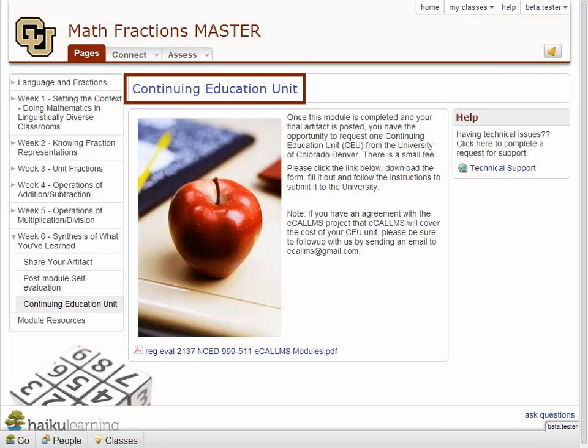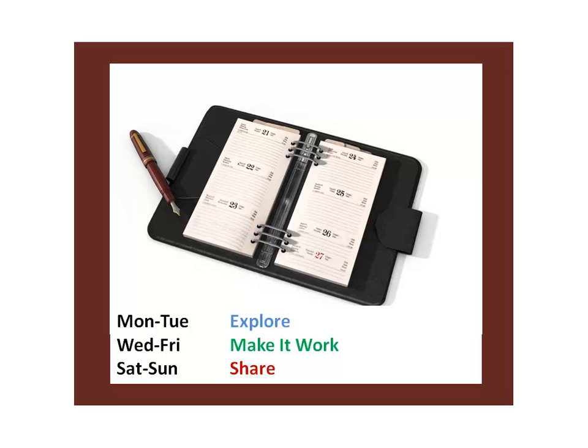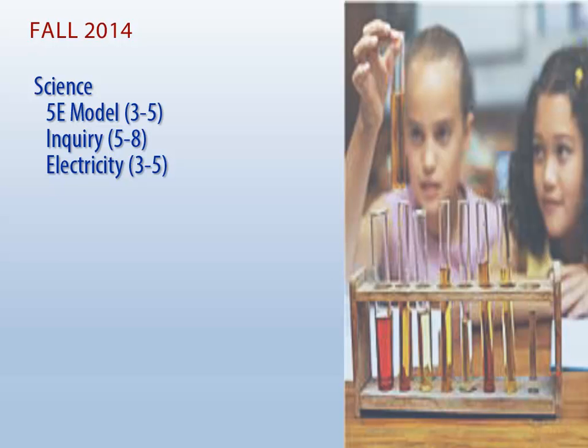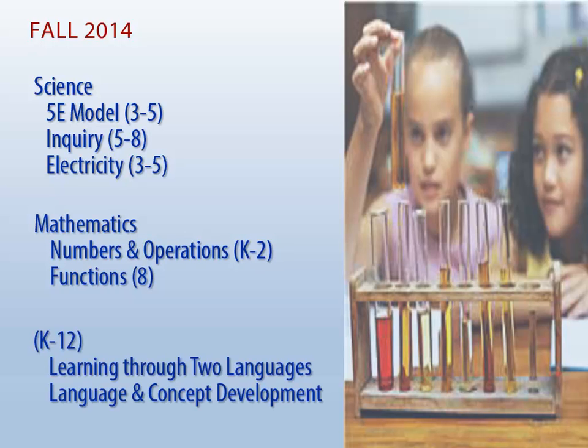Once the learner has fully participated in an eCALLMS module, they can request a continuing education unit and a certificate of completion. The modules have been designed for a 6-week schedule. However, they can be adapted. You can request information about scheduled modules or enroll your own study group based on your timeline. 3 eCALLMS modules are available now: Second Language Acquisition, Math Fractions, and Math Ratios and Proportions. In the fall of 2014, 6 more eCALLMS modules will be available.